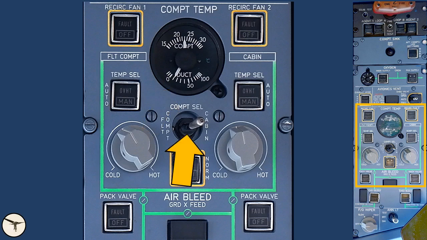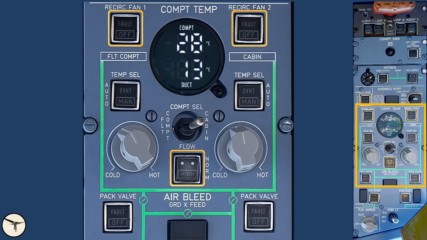The switch below is used to toggle between the flight compartment and the cabin. In airplanes with glass cockpit, standard 3 onwards, the indicator is digital, which makes it easier to read. The rear circulation fans are controlled with those push buttons.